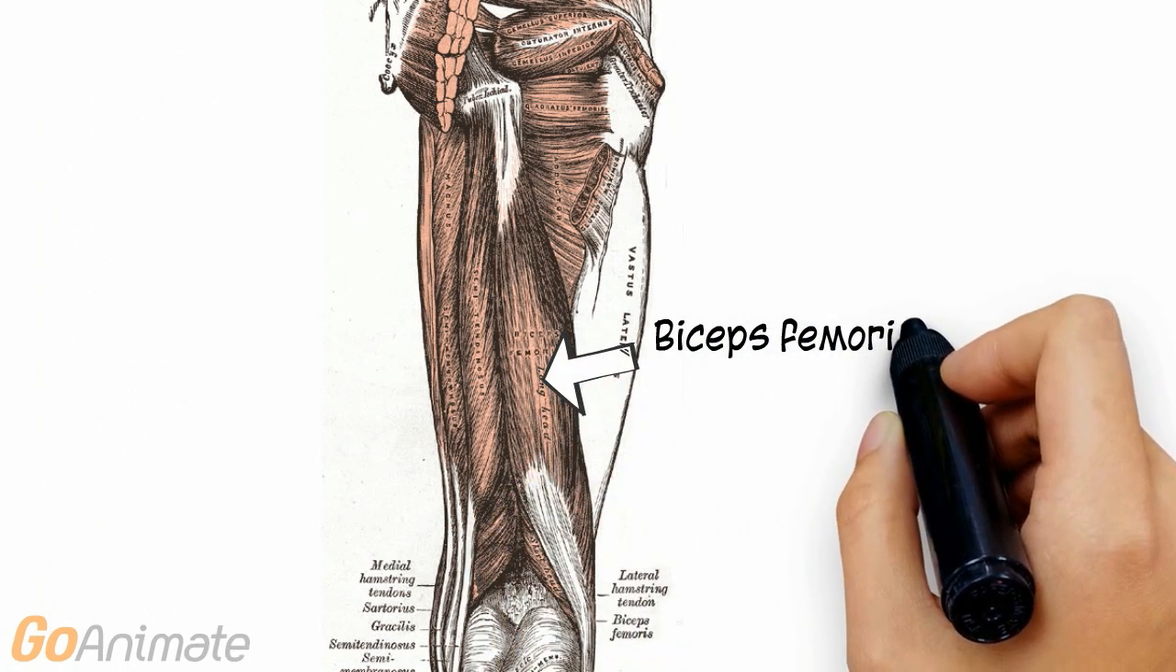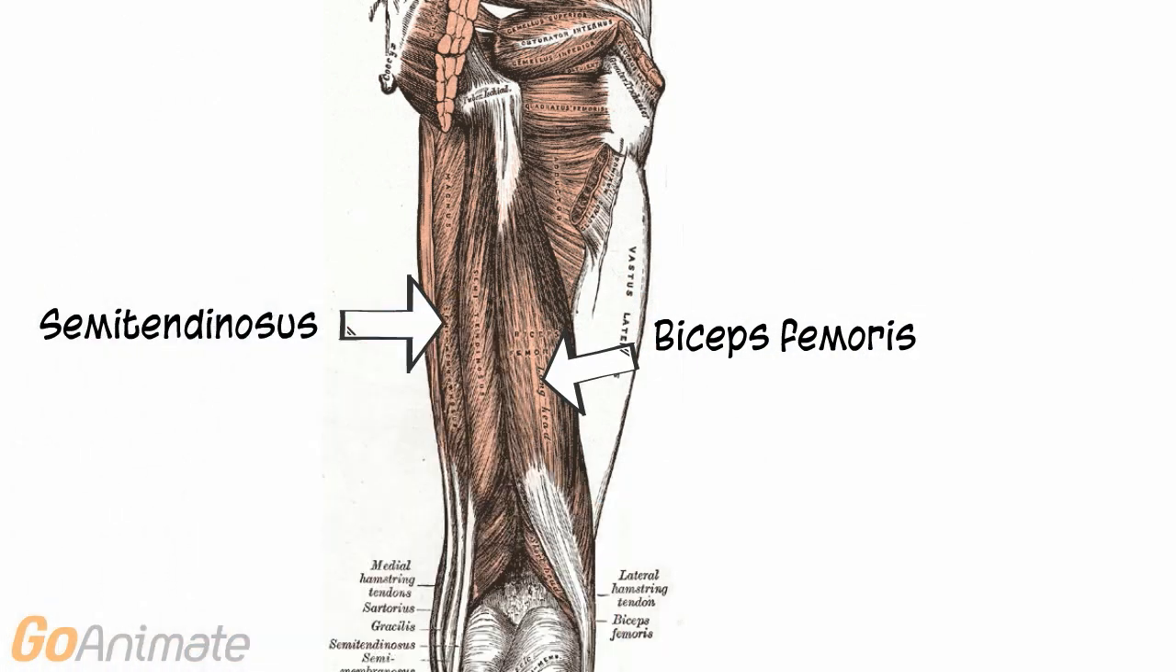In the posterior leg, we have the hamstrings. The biceps femoris is lateral. On the medial side, we have the semitendinosus and semimembranosus.